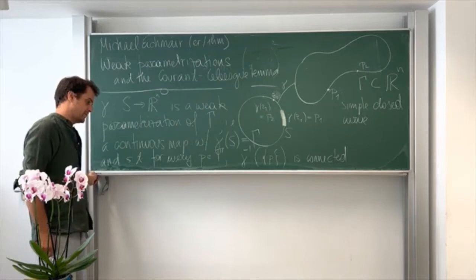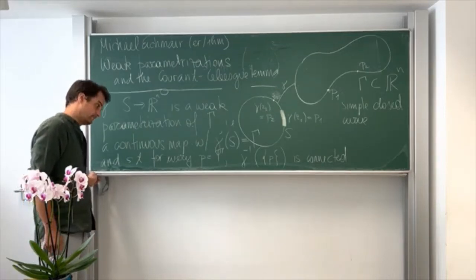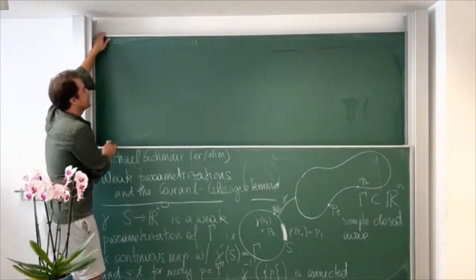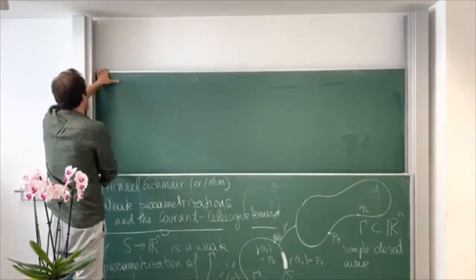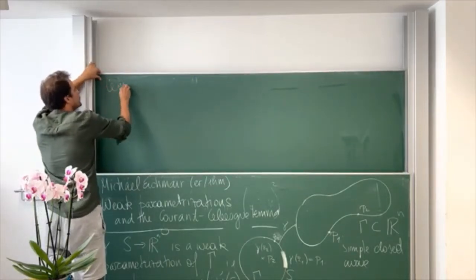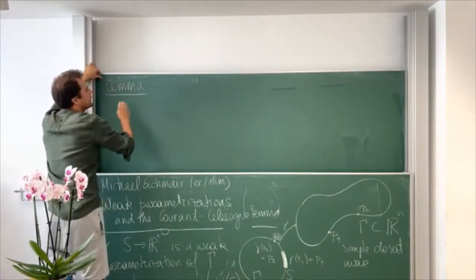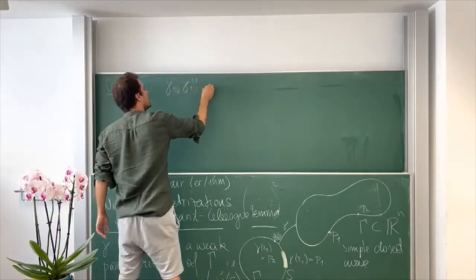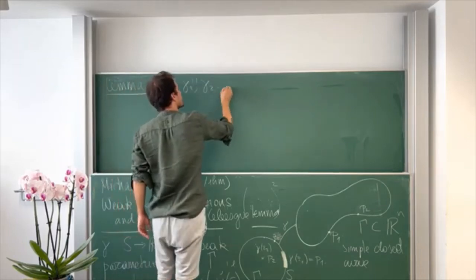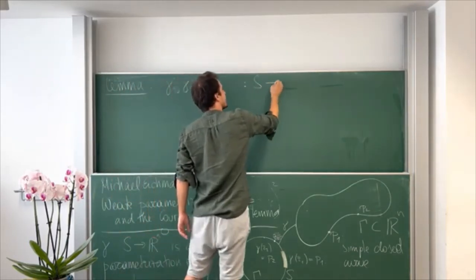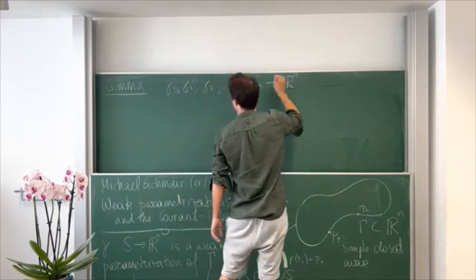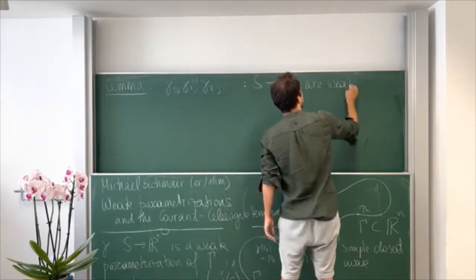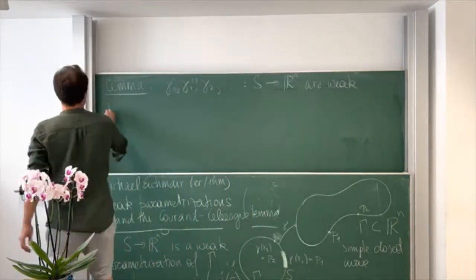Okay. So this is a very sensible notion, and we call these weakly monotone parametrizations. A basic result about such weakly monotone parametrizations, which I'm leaving to you to prove as a real analysis step: suppose you have gamma 1, gamma 2, a sequence of gamma, and suppose all of these are weak parametrizations of the same curve gamma.